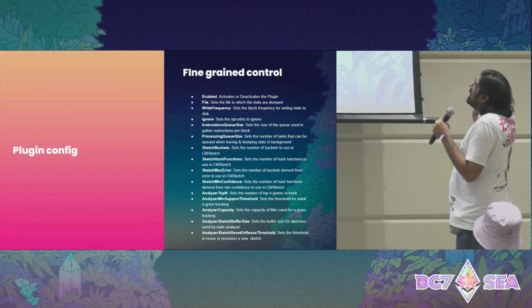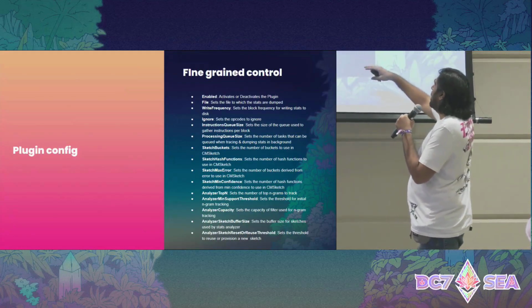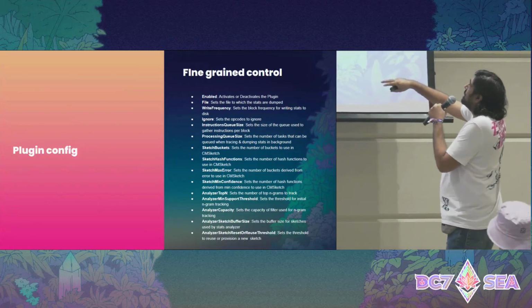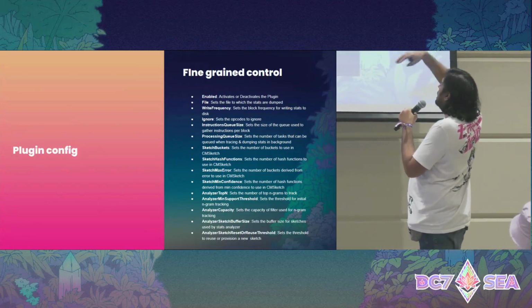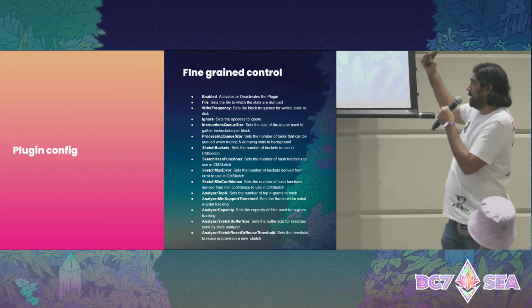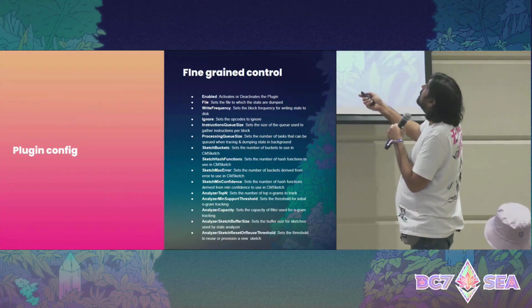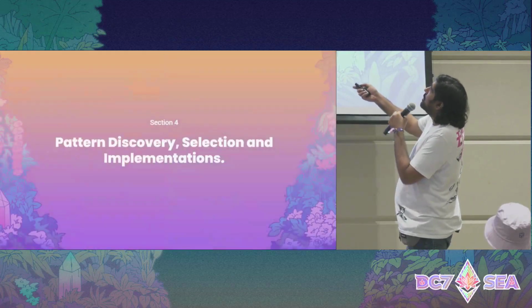This is sort of like a filter, both of these, analyzer capacity and threshold. Then you have the sketch buffer size, and the sketch reset and reuse threshold, which determines when a new sketch gets provisioned based on error. So that's the plugin config.